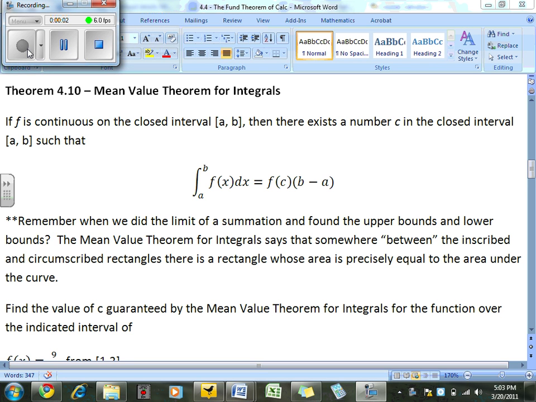Okay, today we're going to look at the mean value theorem and also the average value theorem. If you remember back from when we were taking derivatives, we also had a mean value theorem and we also had an average value theorem. So we're going to look at that dealing with integrals as well.